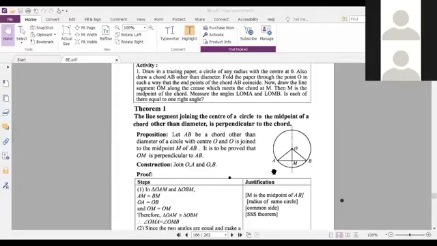The proposition is: let AB be the chord other than diameter of a circle. That means AB is a chord, not a diameter. With center O, O is joined to the midpoint M of AB. Here M is the midpoint of AB, and now we join O and M. We have to prove that OM is perpendicular to AB.